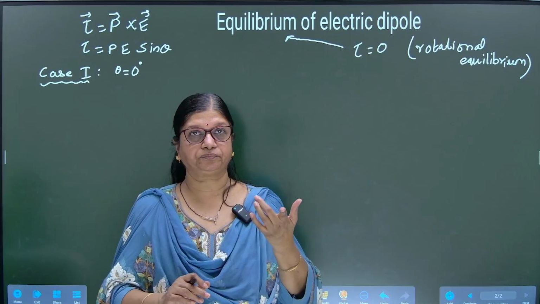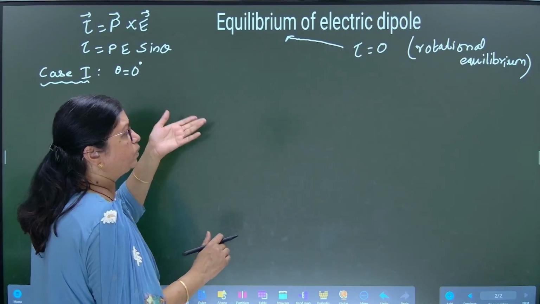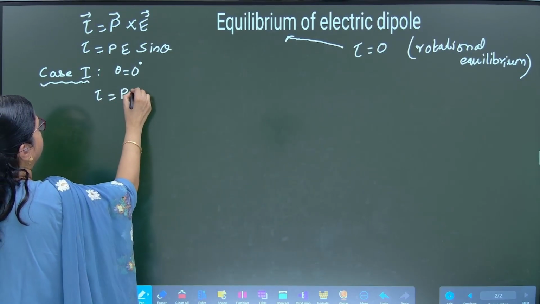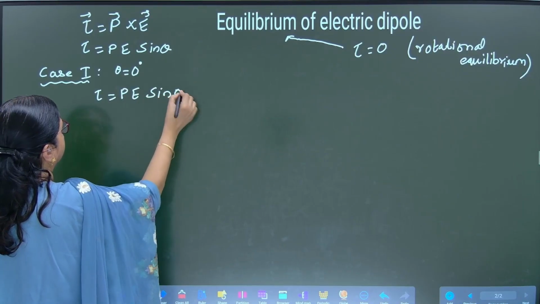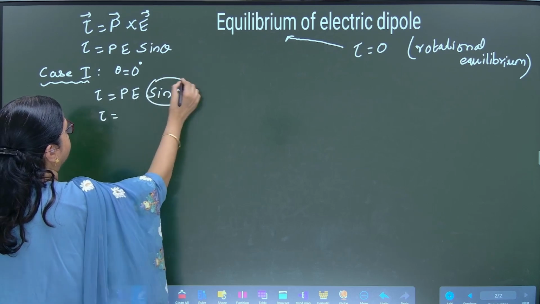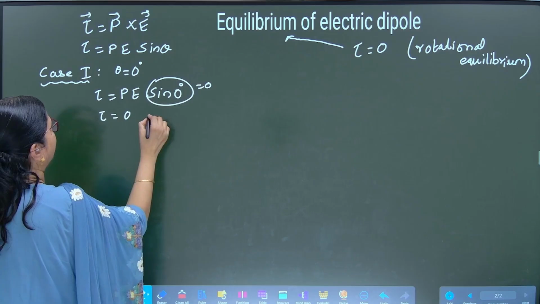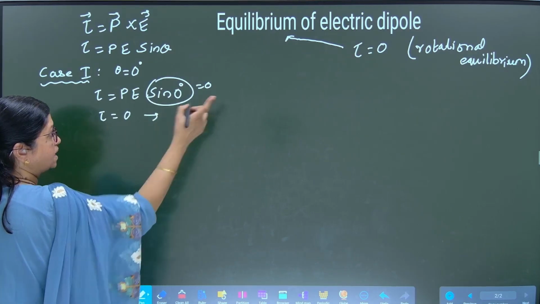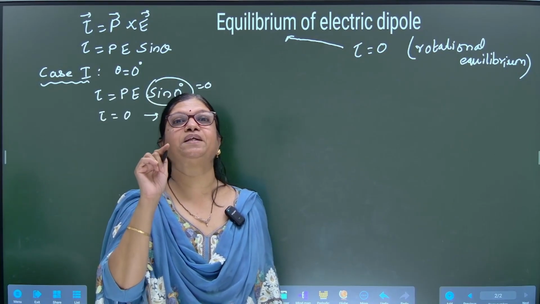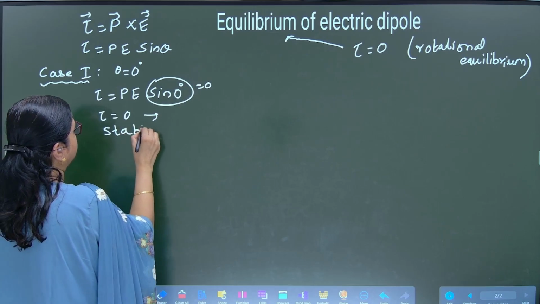Now, let us take case 1 in which theta is equal to 0. Let us see whether tau is 0 or not. So, let us substitute. Tau is equal to PE sin 0. Now, what is sin 0? Sin 0 is 0. So, what is our answer? Tau is equal to 0. So, we know that this state is in equilibrium. But which kind of equilibrium? Stable equilibrium.